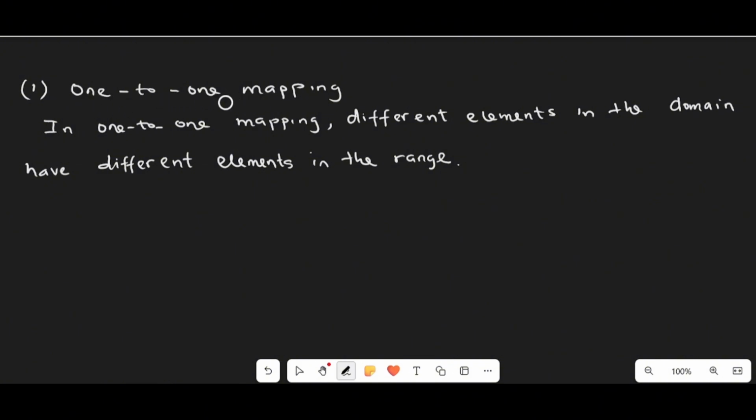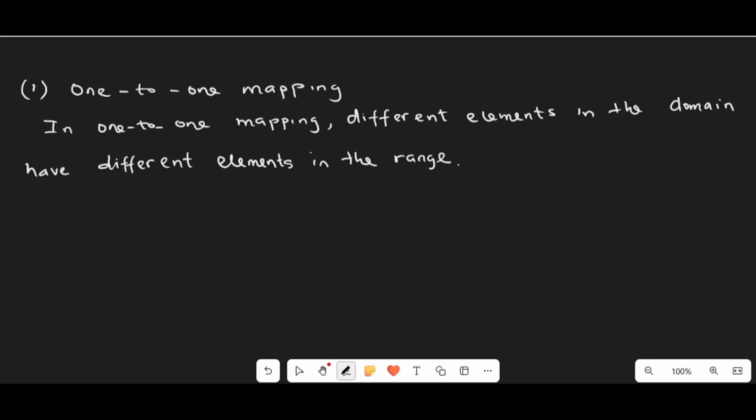One-to-one mapping. In one-to-one mapping, different elements in the domain, this domain also can be called input, have different elements in the range. Our range also can be called codomain or output. Now let us consider an example of one-to-one mapping.